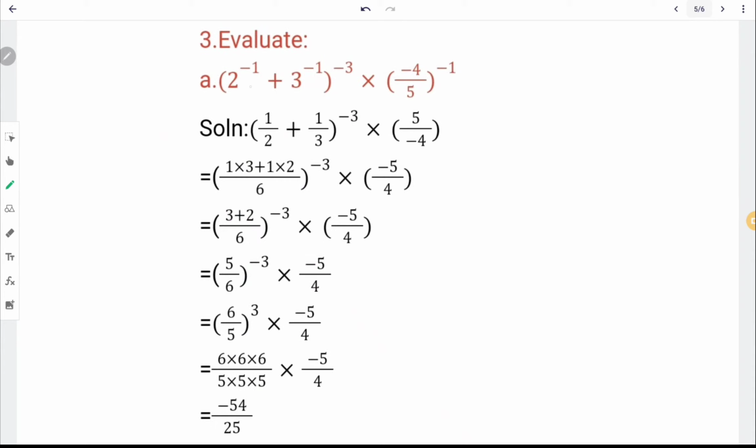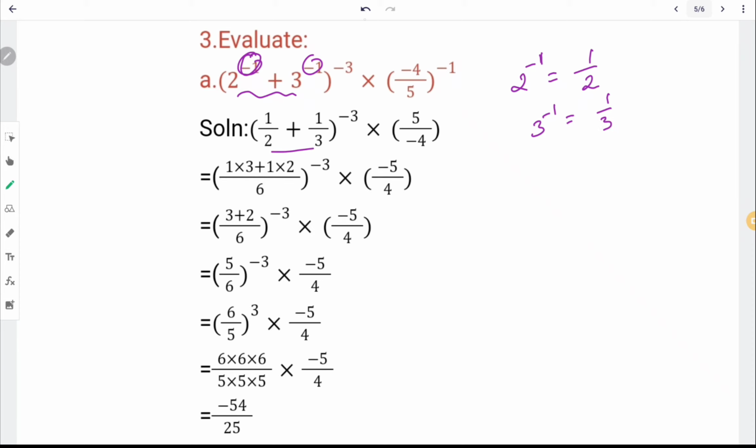All right, question number 3. Once again, evaluate. Okay, so have a look here. These two inside the bracket, right? Their powers are minus, so we'll first make them positive. Okay, so how do you make this positive? It is 2 to the power minus 1, right? So in order to get the power to be positive, you have to take them down here like this. Same thing with 3 to the power minus 1, it will become 1 by 3.